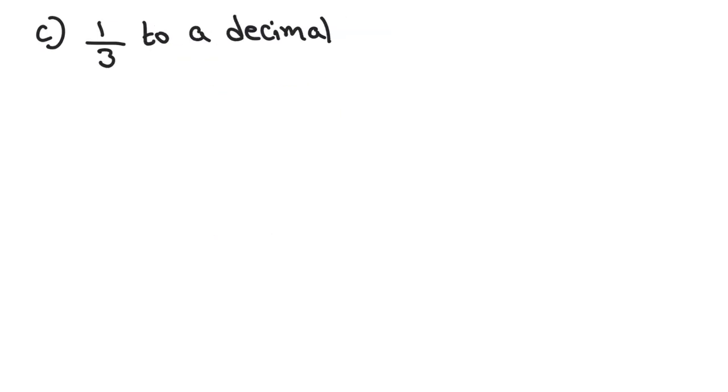Let's change 1 over 3 to a decimal. 1 divided by 3 to a decimal. Fine, let's go back to our grade 1. 3 and 1. 1 is less than 3. So what do we do? We put 0 point and we add a 0 here. Now 3 how many times is close to 10? 3 times 3 is 9. Subtract it. What do we get? 1.